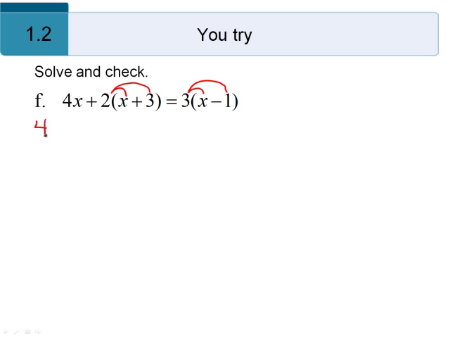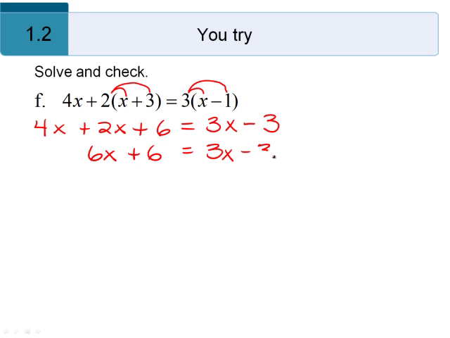So right now the 4x comes down. We don't do anything with that. If we distribute the 2, you're going to get plus 2x, and 2 times 3 would be 6. And then on the other side of the equal sign, 3 times x is 3x, and 3 times negative 1 is going to be a negative 3. Now, if you look on the left side of the equation, you've got like terms, 4x plus 2x. When they're on the same side of the equal sign, you combine them exactly the way they're written. So 4 plus 2 would be 6x plus 6 equals 3x minus 3.